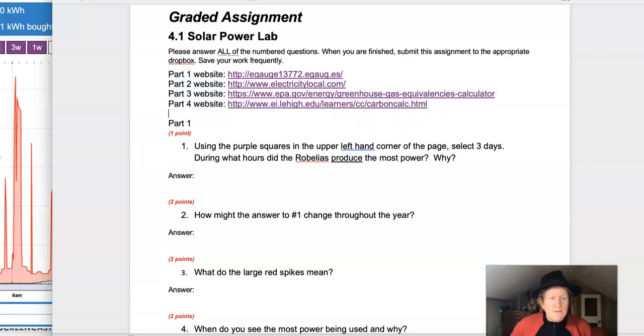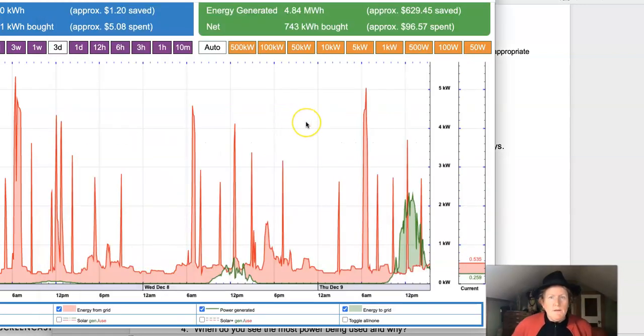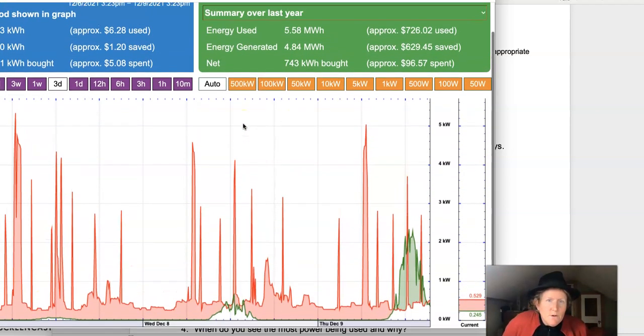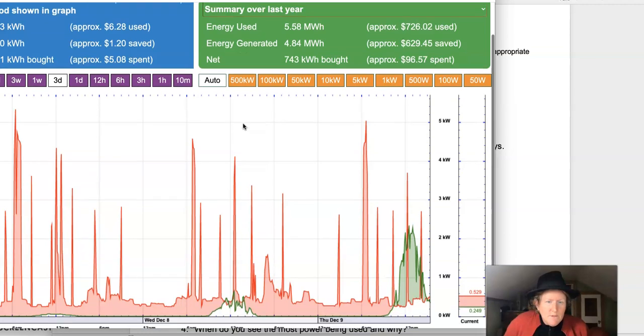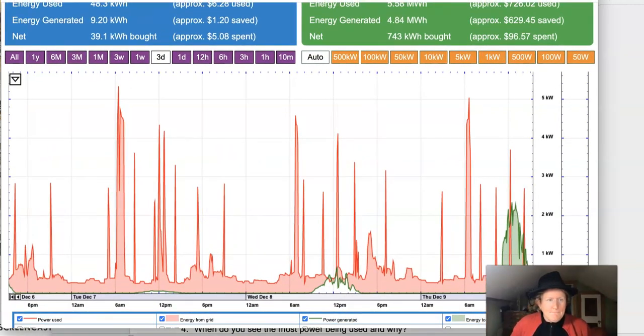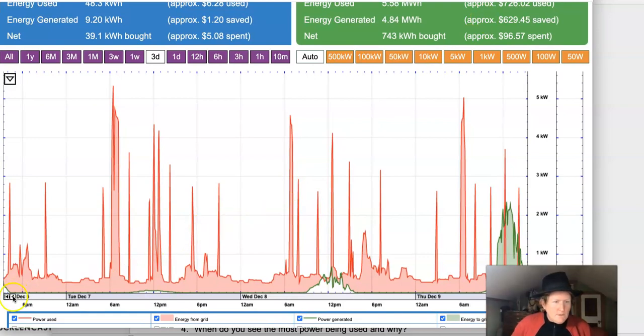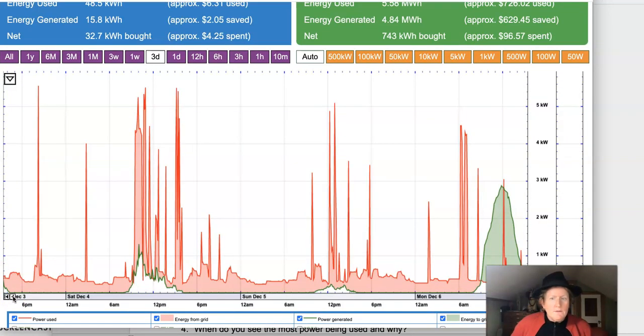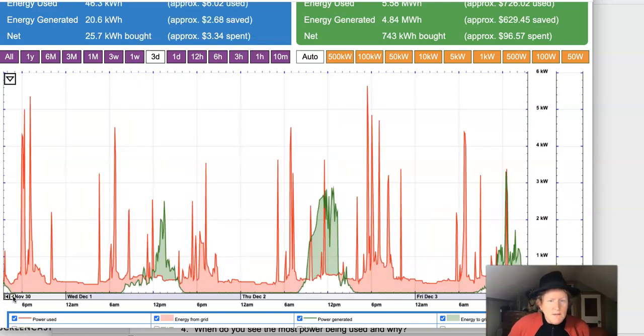The Part 1 website is an actual solar recording right here. This is a solar recording website for a home in Minnesota, and we are looking at 3 days of data. We can go back and forth here. We can go back a little bit, look at some more data here on some sunnier days. You can tell how much power is generated here by the green. The green is power generated, the red is power used.